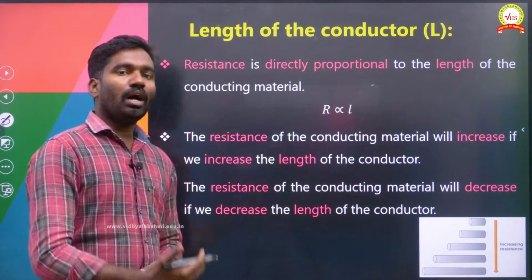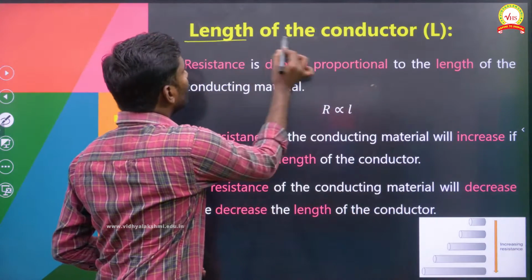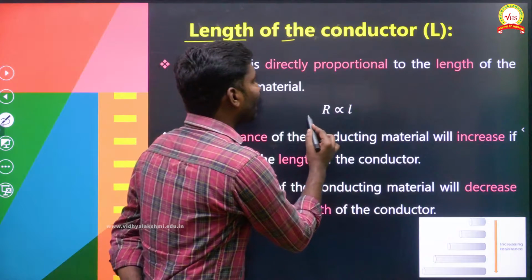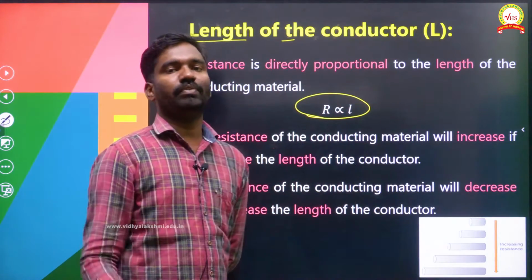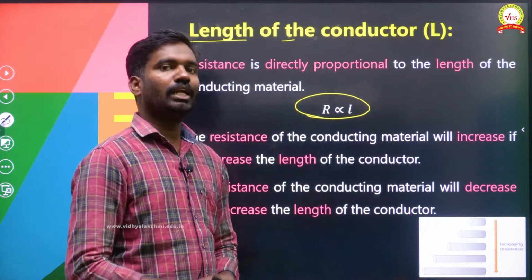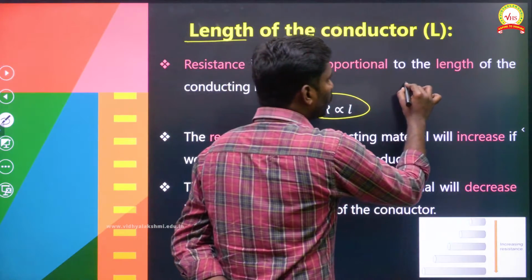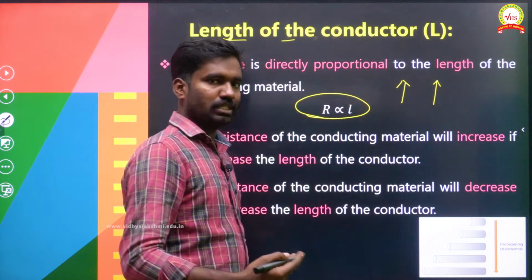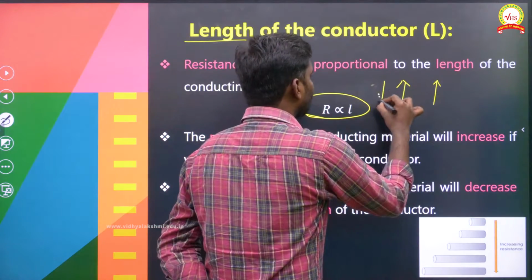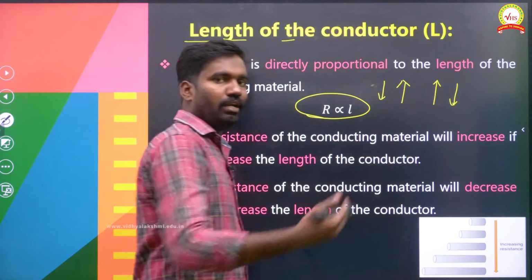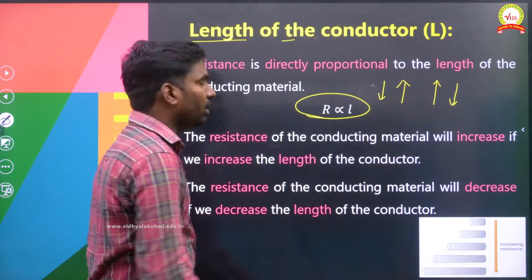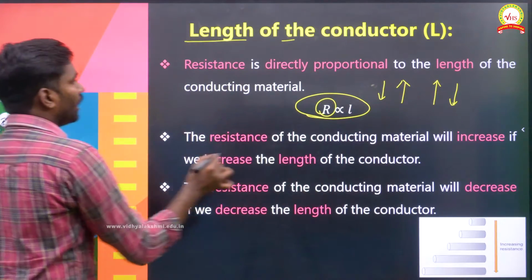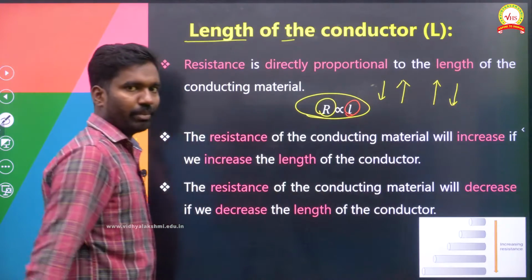First, we said that resistance depends upon length. How is it going to depend? Resistance is directly proportional to the length of the conducting material. Directly proportional means, if one quantity is increasing, the other quantity also will increase. If one quantity is decreasing, the other quantity also is going to decrease, right? Here we are taking two quantities: one is the resistance and another is the length of the conducting material.